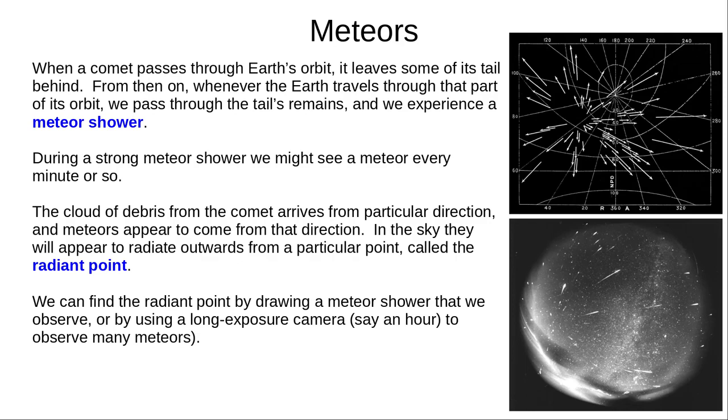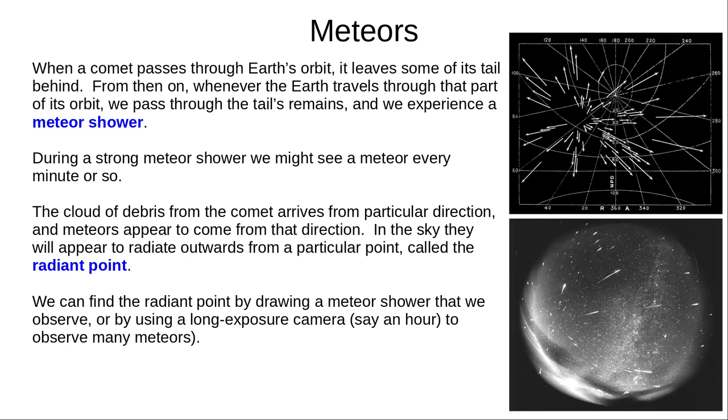Comets leave their dust behind them in a particular region of space, and if the Earth travels through that region, we will experience a meteor shower. Under good conditions, an observer on Earth might see a meteor every minute. The comet was travelling in a particular direction, and so the remains of its tails travel in the same direction. So the meteors appear to come from the part of the sky that the comet came from.